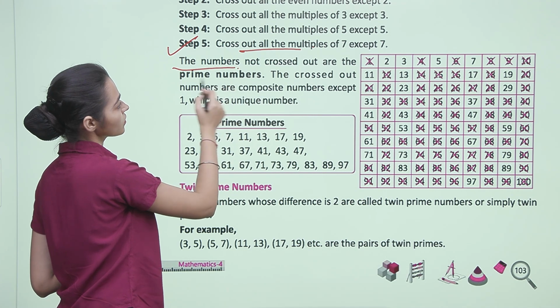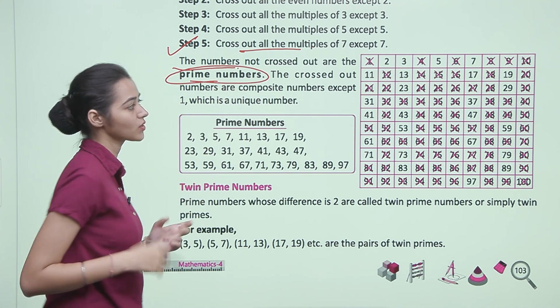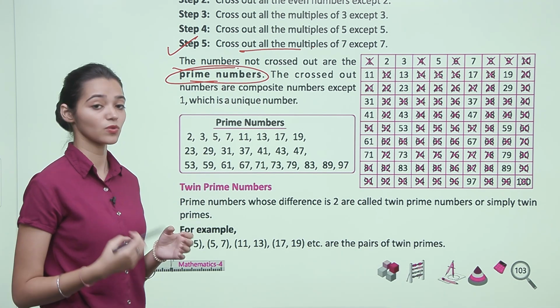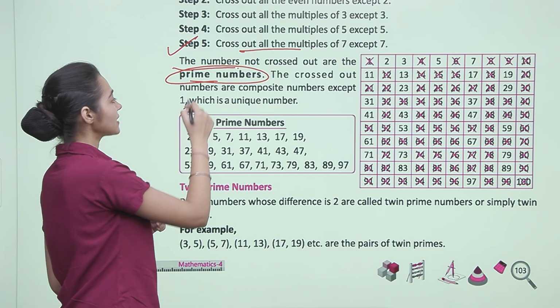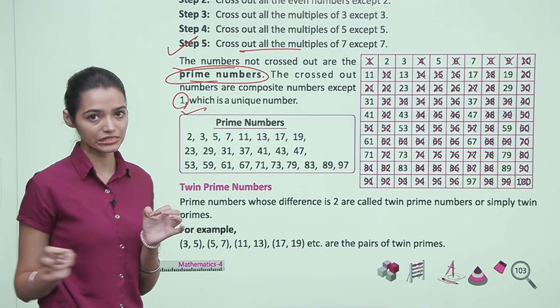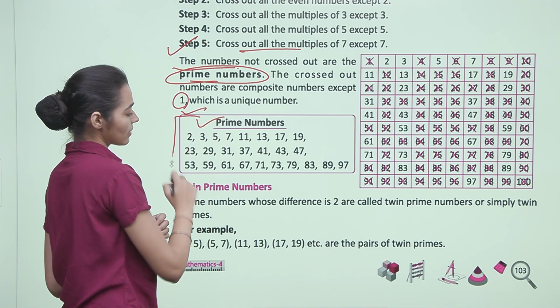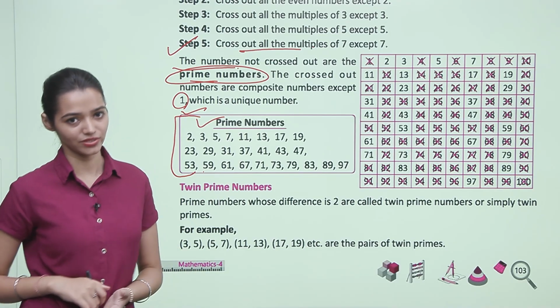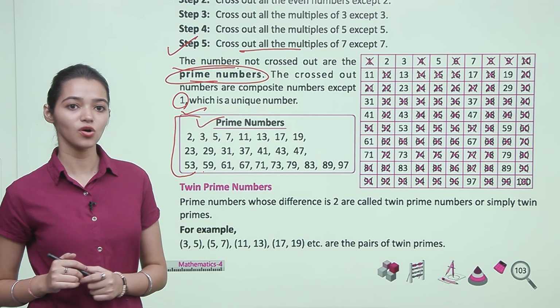Then the numbers which are not crossed out are prime numbers, and the crossed out numbers are composite numbers except 1, which is a unique number. 1 is neither a prime number nor a composite number, and these all are our prime numbers between 1 to 100, and the crossed ones are the composite numbers.